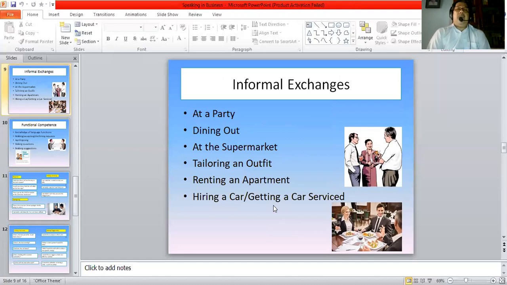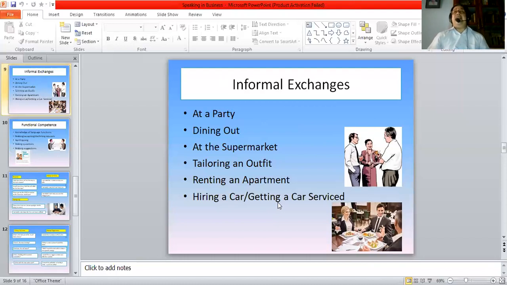So what about the informal exchanges? They can take place at various situations, like at a party that your boss is giving to give a farewell to a colleague, or when you are dining out with a client or customer, for example, so you're having a meal at a restaurant, or when you are even at a supermarket, and various other contexts and situations. So basically, a lot of business terms and expressions may not come in if it's an informal exchange, but other functions of speech will be important over there.